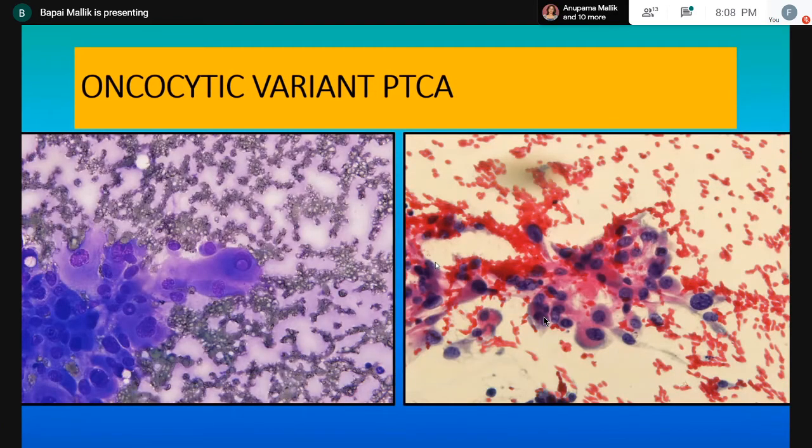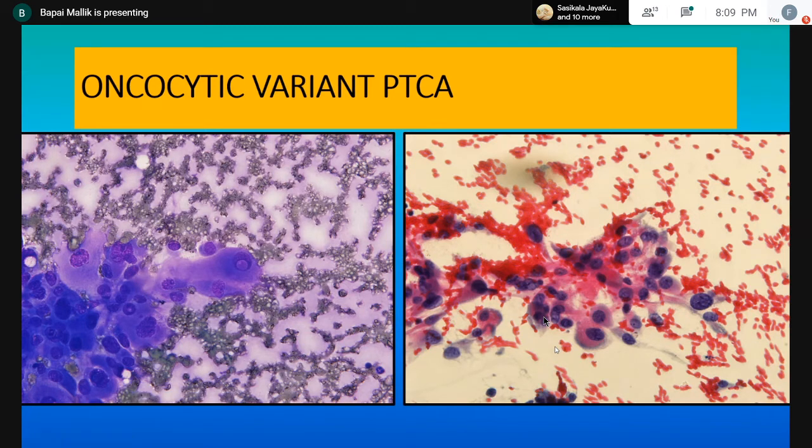So this is an oncocytic variant of papillary thyroid carcinoma. You've seen this picture before. See the abundance of cytoplasm. And there is a nucleus with a very prominent intranuclear inclusion. And then to your right, you see the oncocytic cells. You're absolutely certain about the abundant amount of granular eosinophilic cytoplasm. So this is an oncocytic variant of papillary thyroid carcinoma.